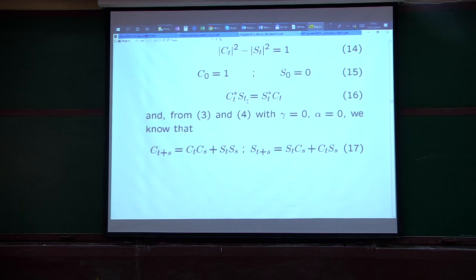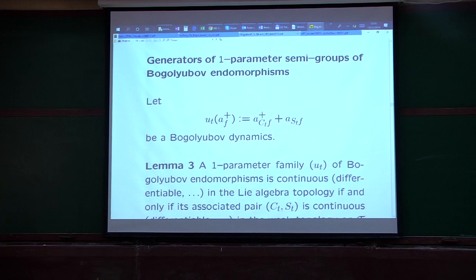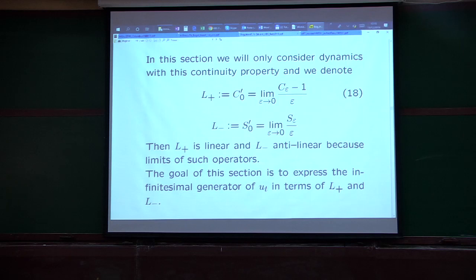And what we want to look at is how these conditions are reflected on the generators of the semigroup. Okay? So we take a one parameter family. Assume that it is a semigroup. We take the infinitesimal generator, where we just need continuity and differentiability in a very weak sense, that there exists this limit, which is the derivative at zero. For C we call it L plus, and for S we call it L minus.